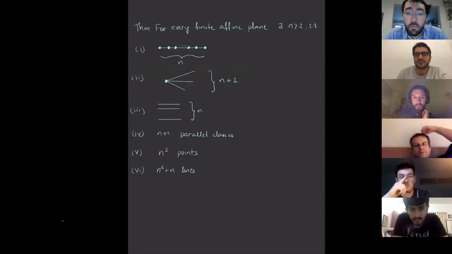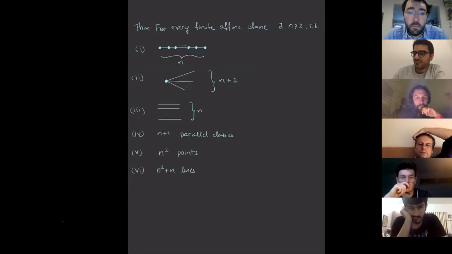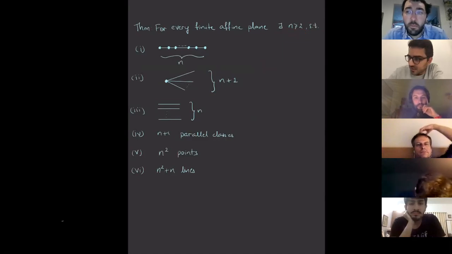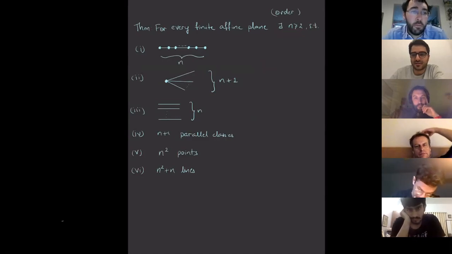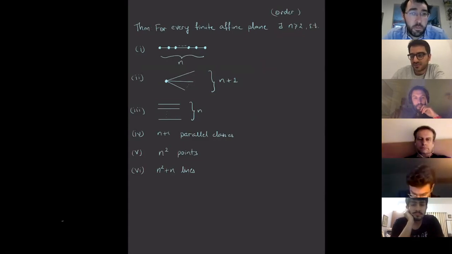You can derive this sort of structure which says that for every finite affine plane, there exists a positive integer, at least two. This is known as the order of the affine plane, such that every line has exactly n points on it. So all lines have the same number of points. Through every point, there are n plus 1 lines. So it's again a constant.